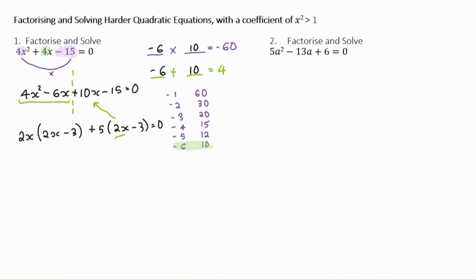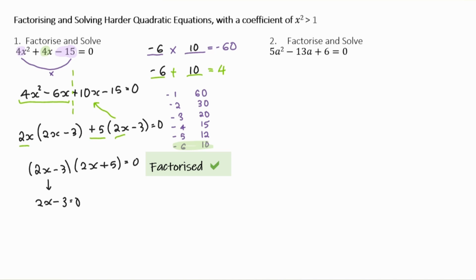We can then write the two factors. So our first factor is going to be 2x minus 3, and the second factor is going to be the 2x from here and the plus 5 from there. So we write the second factor as 2x plus 5. So this is our factorized form, and if we now want to solve it, we are going to separately equate both factors to 0. So for the first one, we put 2x minus 3 is equal to 0. And for the second one, we are going to put 2x plus 5 is equal to 0.